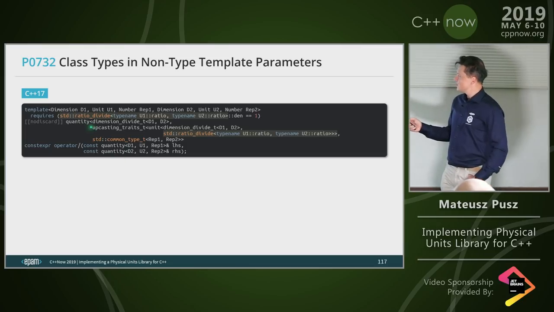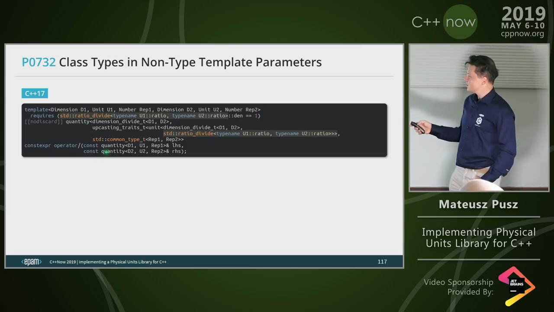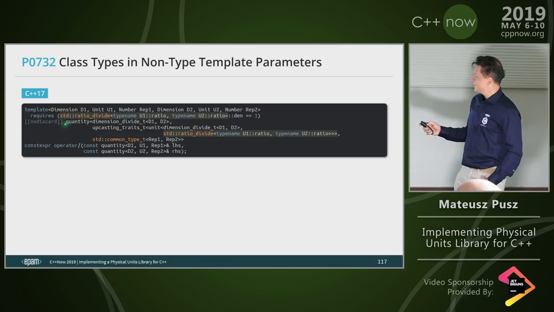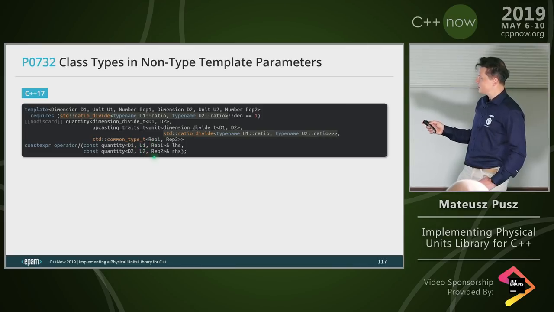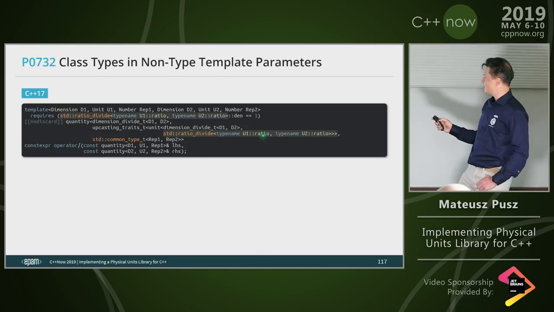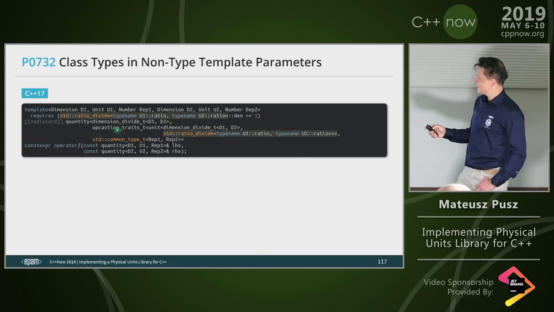This is the previous solution for the division operator. This is nearly the same as I have right now in my library. So let's keep this requires clause because it's not that important, but this is the real type. It has dimension divide, so you have to divide dimensions d1 and d2 here. We have divide unit, and you have to find a common representation for rep1 and rep2. So here we have this unit that has dimension divide of d1, d2, and ratio divide of the two ratios. And upcasting traits, of course.